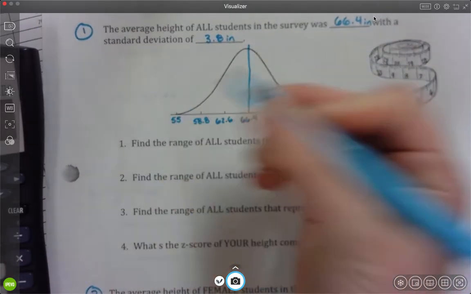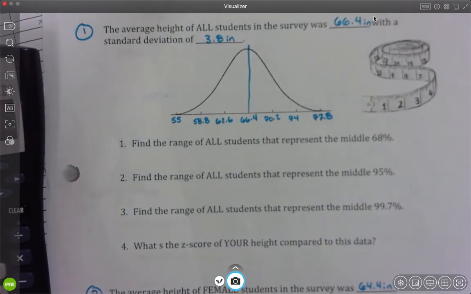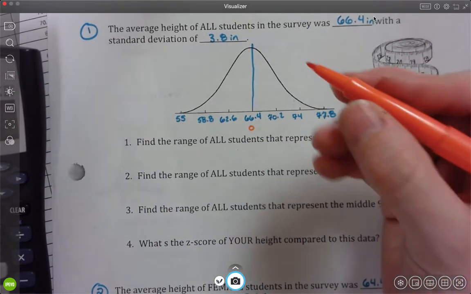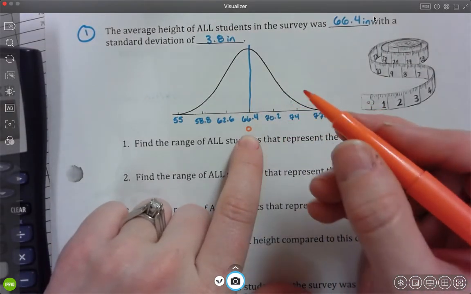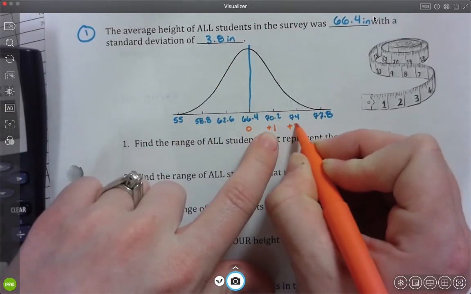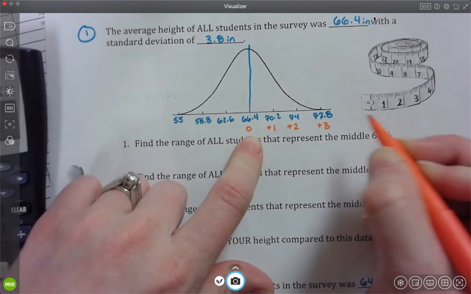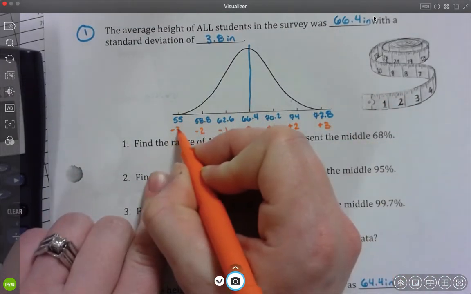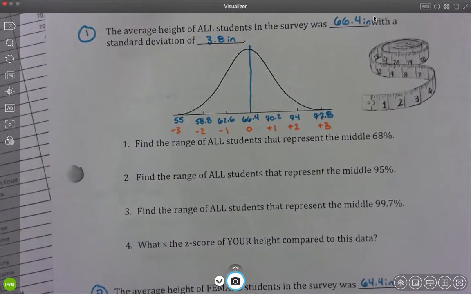Now if you remember from section 5.6, we write these in as the number of standard deviations that we've added. So 0 starts the center, and then I've added 3.8 once, twice, and 3 times. I've subtracted it once, twice, and 3 times. That's how that boils down.